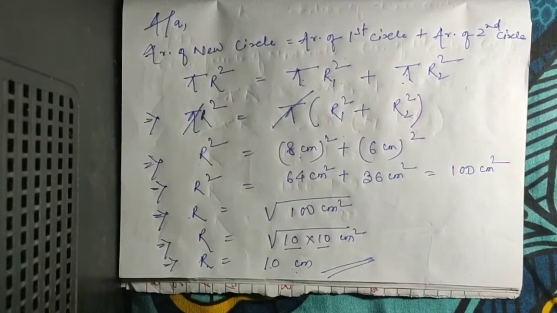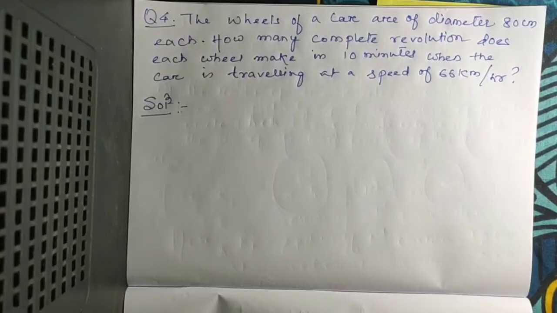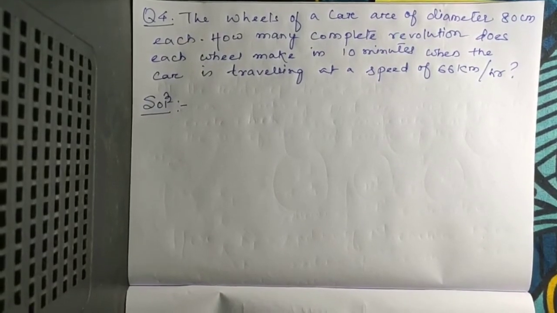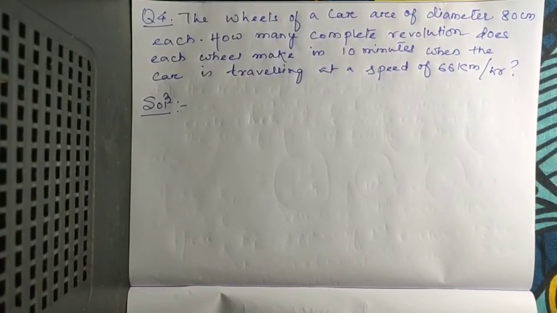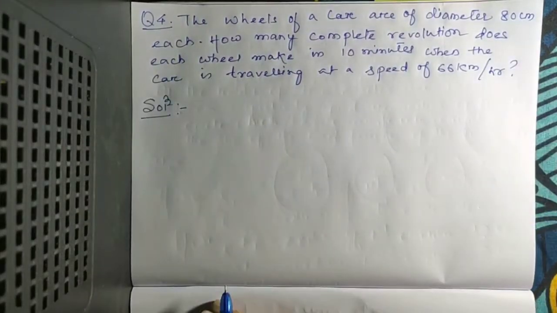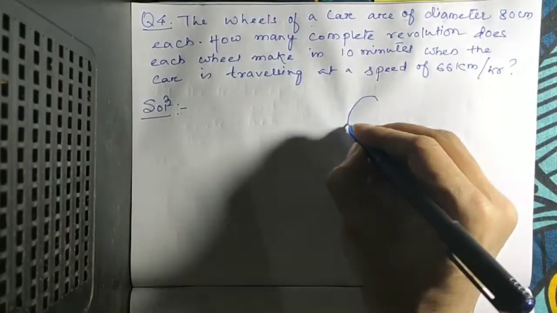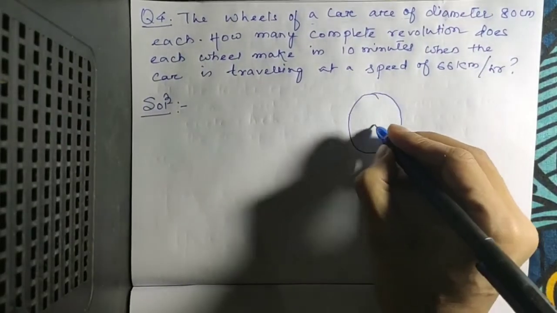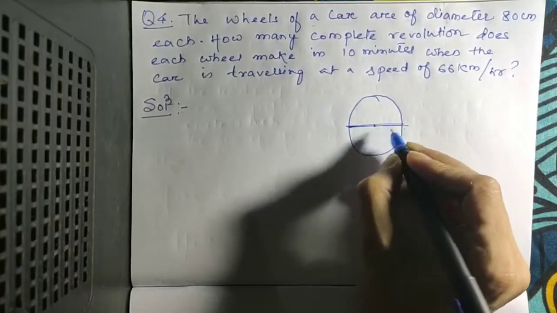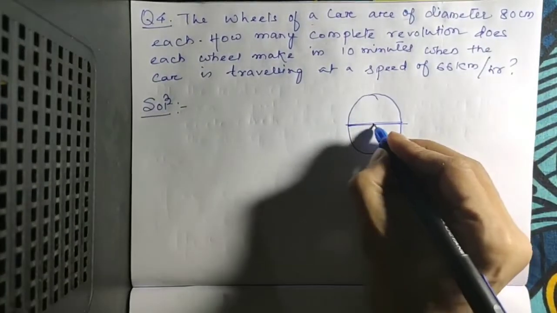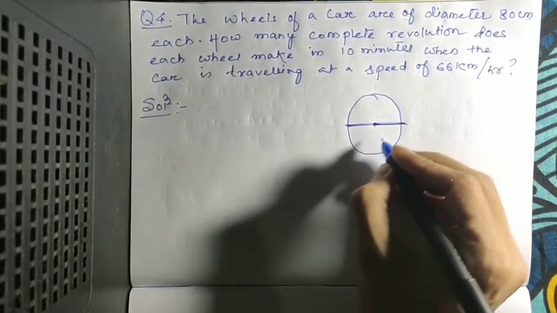Let's see the question number 4. So here the question is a little different. The wheels of a car are of diameter 80 centimeter each. This is the wheel of a car, and for this wheel, the diameter is given, the entire width is the diameter. The diameter is given 80 centimeter each. We have to know the radius, and this is the radius. The radius we will be coming to know.